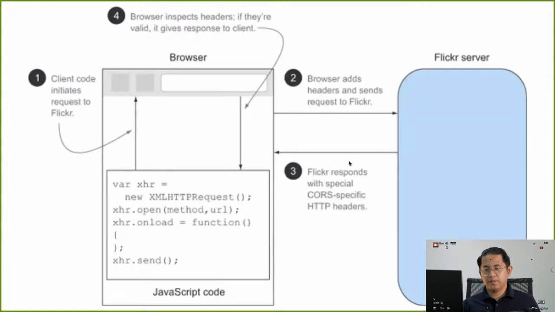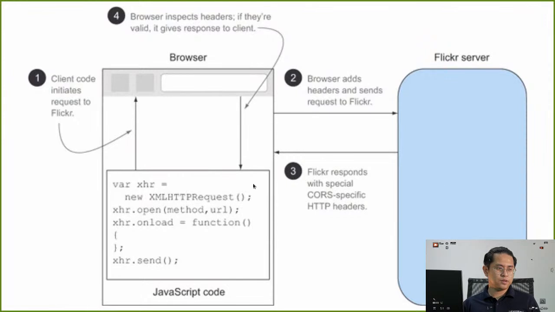For example, in this diagram. First, the client. This is the flow when you are trying to access the Flickr server. You are trying to make an AJAX call to the Flickr server. So if, for example, the origin of this browser is abc.com.